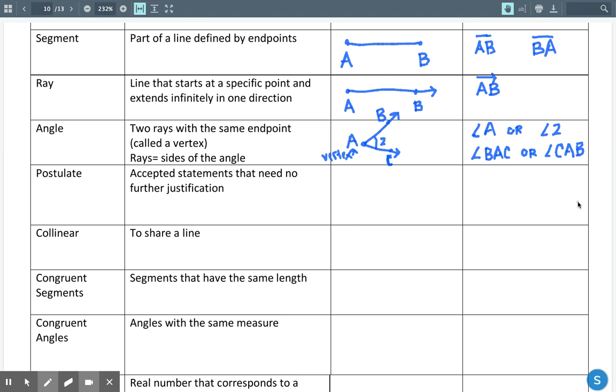Okay, moving on to a postulate. We're going to use this word a lot. It's an accepted statement that needs no further justification. So if you are given a postulate, you can assume it to be true. So that's the thing about a postulate, is that it's assumed.